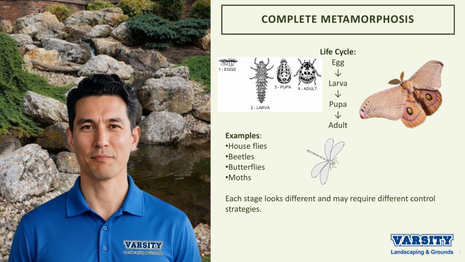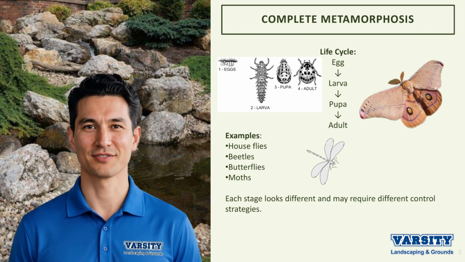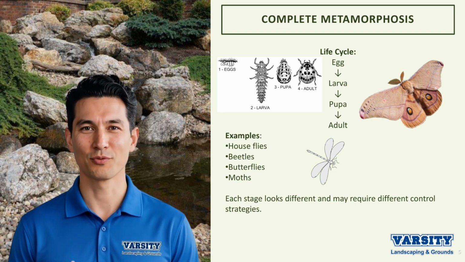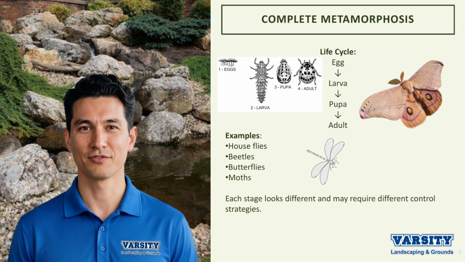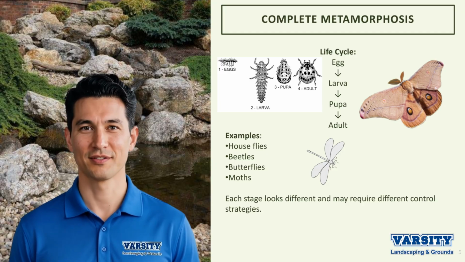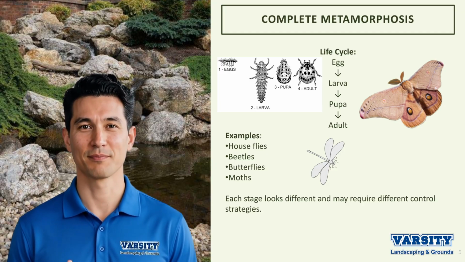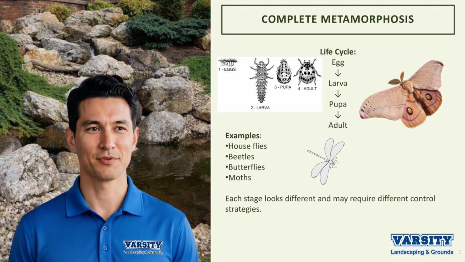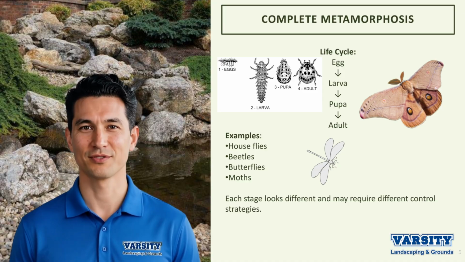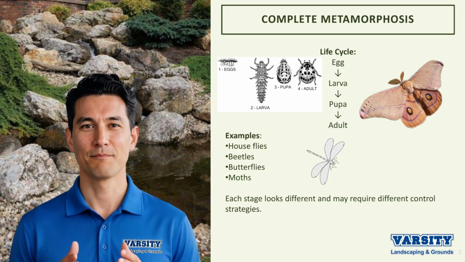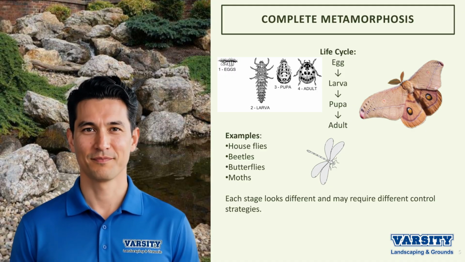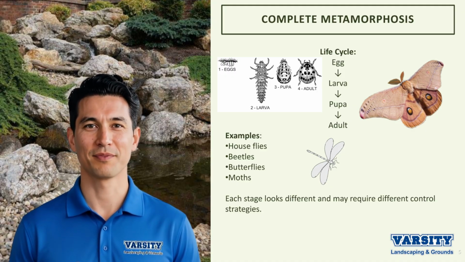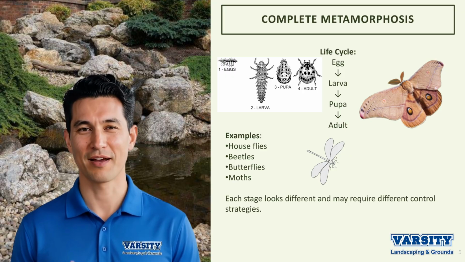Many insects undergo a process known as complete metamorphosis. These insects pass through 4 distinct life stages: egg, larva, pupa, and adult. The larval stage often looks completely different from the adult stage. For example, a caterpillar eventually becomes a butterfly, and a maggot eventually becomes a fly. Examples of insects with complete metamorphosis include flies, beetles, butterflies, and moths. Understanding life cycles is important because some pesticides work better on certain life stages than others.